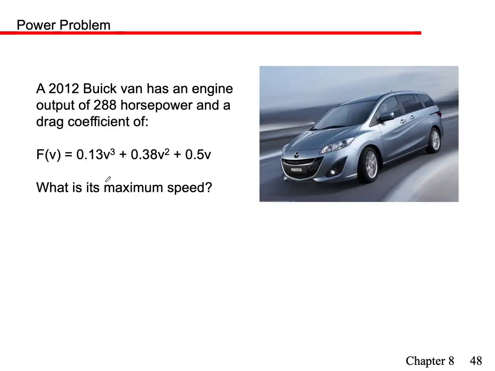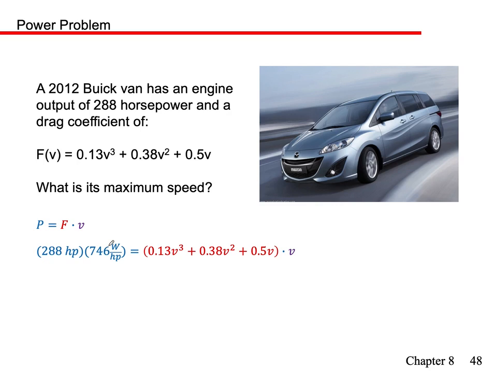Quick example of this one: the 2012 Buick sort of minivan had an engine power output of that and a drag coefficient roughly given by this equation. What's its maximum possible speed, ignoring all other losses of energy? Well, you know that power, special case, is equal to force times velocity. Plugging it in, remember that the old-fashioned unit of horsepower, 1 horsepower, is equal to 746 watts.